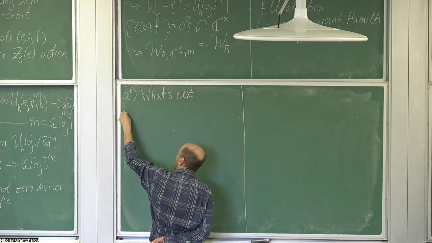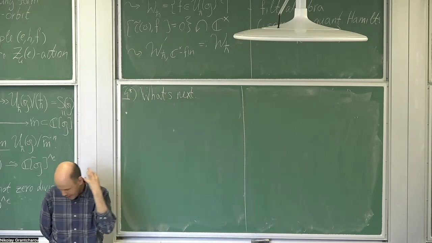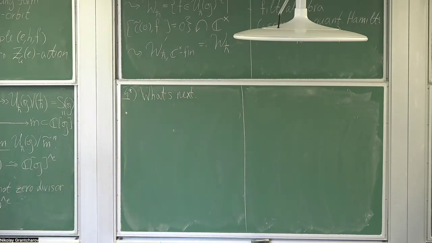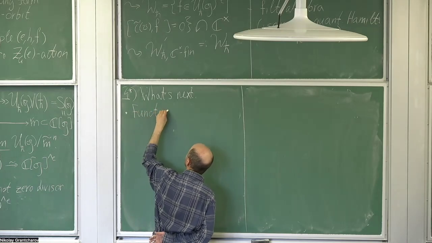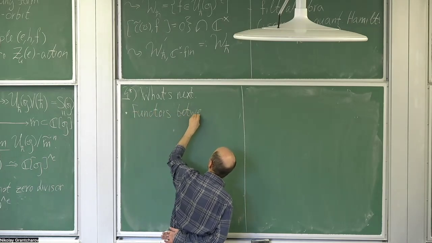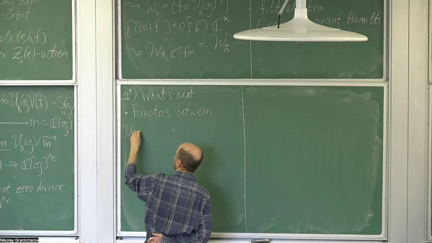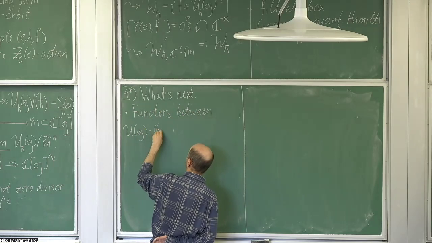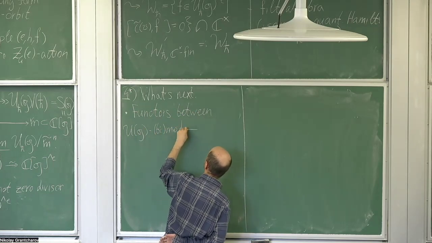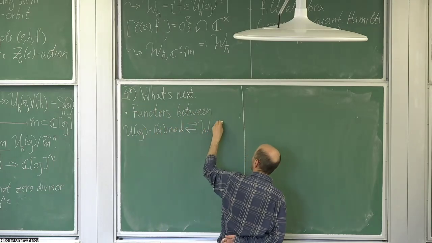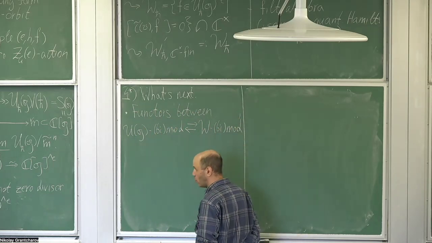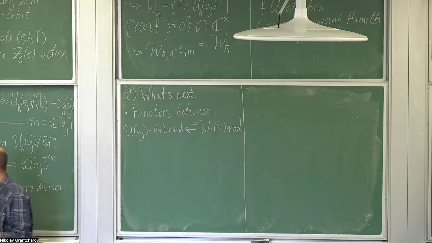First, one could study representation theory of this W algebra and its interactions with the representations of the universal enveloping algebra. Namely, one can study functors between the category of modules over U of g, maybe bimodules, and modules or bimodules over W. And let me just give you one example of such a functor.